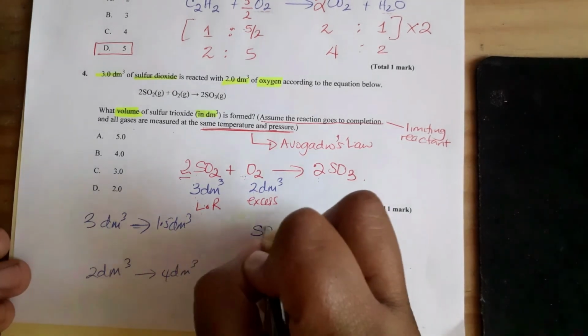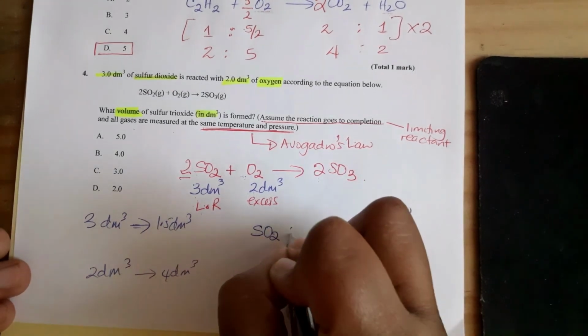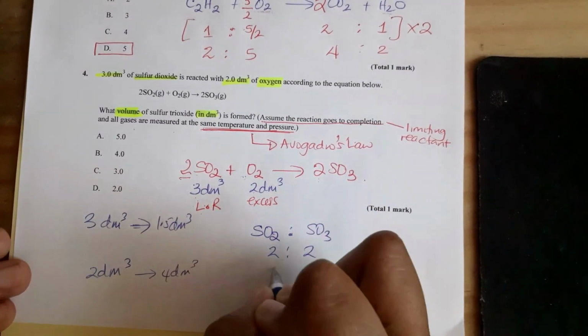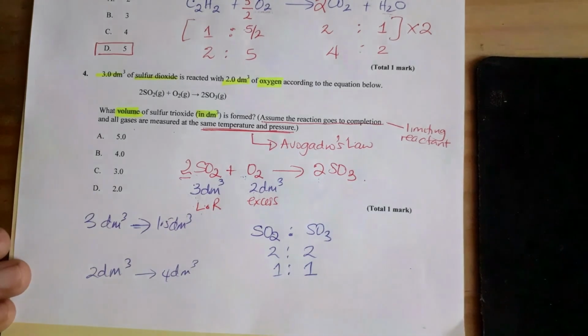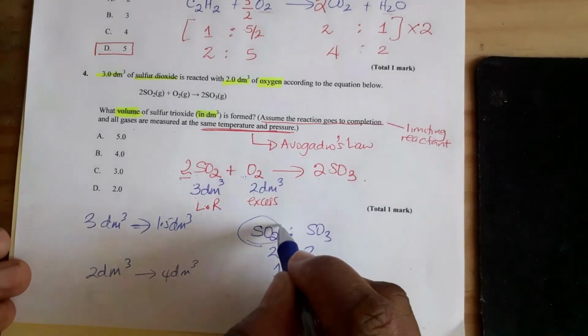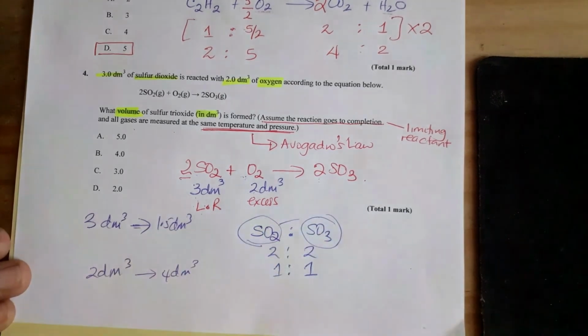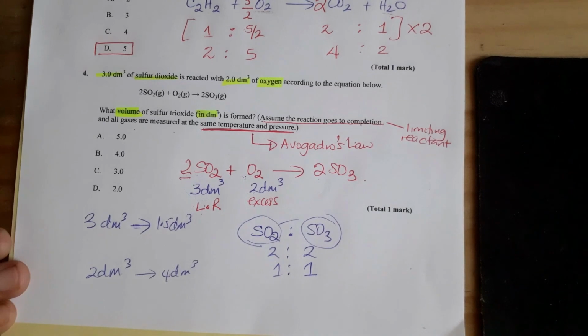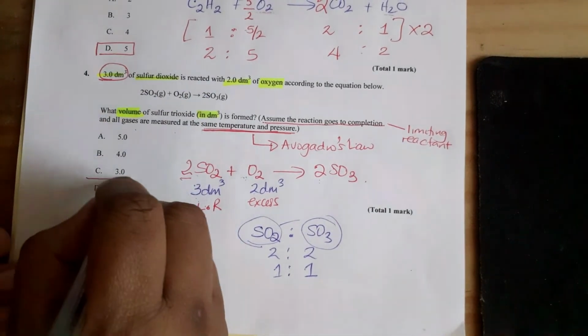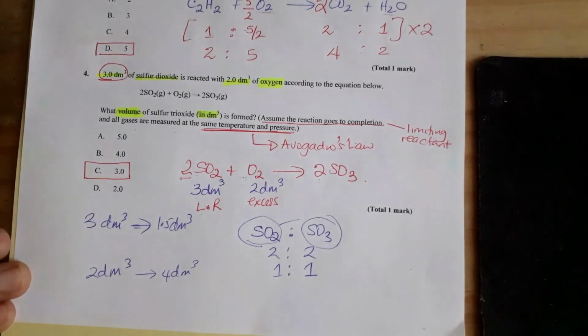So the ratio of SO2 to SO3 is 2 to 2, or simply 1 to 1. That means the same volume of SO2 that I have will be the same amount of SO3 that I produce. So I started out with 3 dm cube of SO2. That means I will also produce 3 dm cube of SO3. And that is the answer.